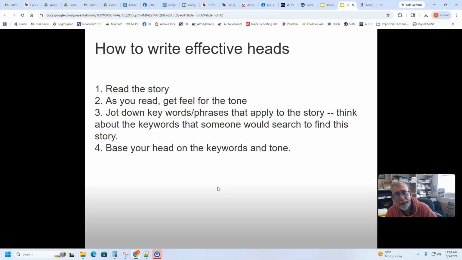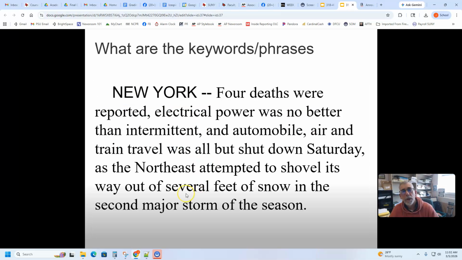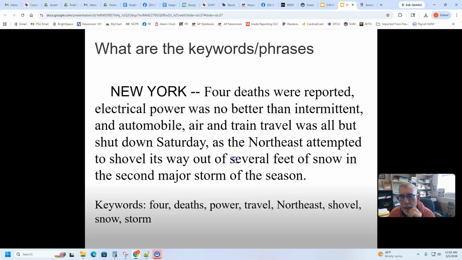So you should base your headline on the keywords and tone. That's it. That's all there is to it. But you have to do all those other things like be accurate and not misleading, informative, distill the story, get attention, be interesting, not steal the lead, blah, blah, blah. You get the idea. So what are the keywords for this story? Take a moment, pause this video, and write them down. What do you think they are? I'll let you read it. Yeah, do pause the video and do it. I'm going to continue along.